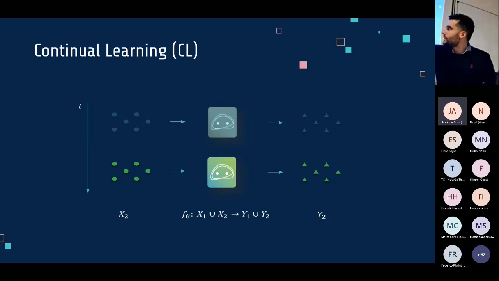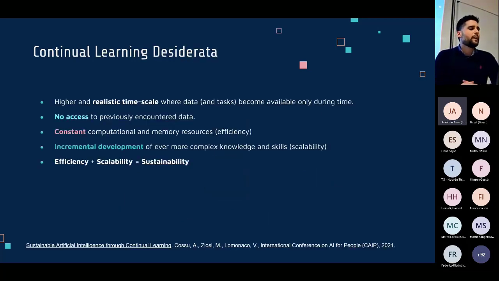So this is the concept, updating the same model over time with new examples gathered. We are going to be more formal about this in a minute, but don't worry, that's the main idea. And the goal that is driving many of us researchers in continual learning is to go towards systems that can reason on a higher, more realistic time scale, where data and tasks become available only during time. So we have this strong notion that time is not just acknowledging the fact that data points can be constructed in time. They have these time attributes like sequences, but we also think that we have available examples only during time.